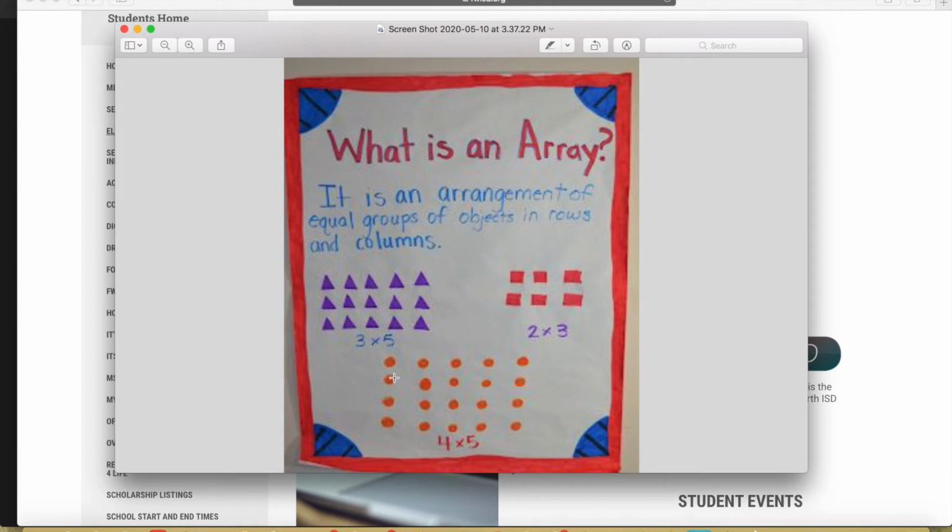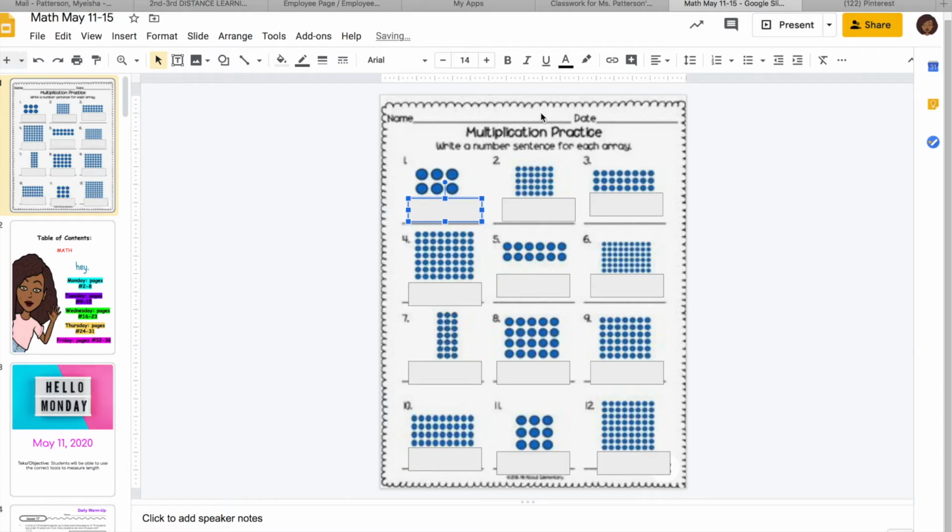Same with down here. I can count by 5s if I know how to count by 5s because I know that each row has 5. So I can say 5, 10, 15, 20, or I could say 1, 2, 3, 4, 5, 6, all the way to 20. Okay? Okay. So this is the same thing that we just did. It just looks a little bit different.